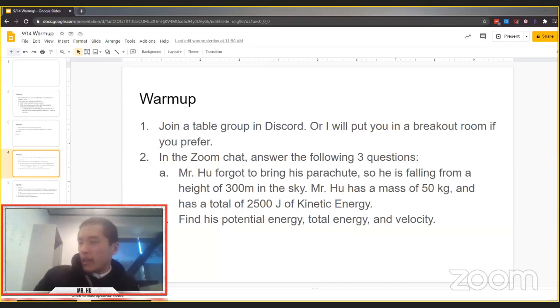Let's see, we've got about 90 people in here right now. So can we get 5 or 6 answers in here? What's our mass in this problem? What's our height in this problem? What's our kinetic energy? And what's G?